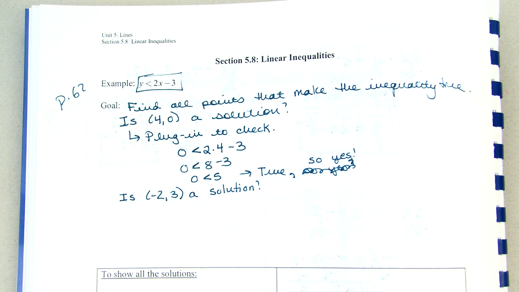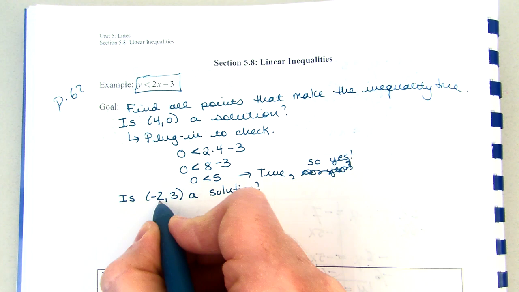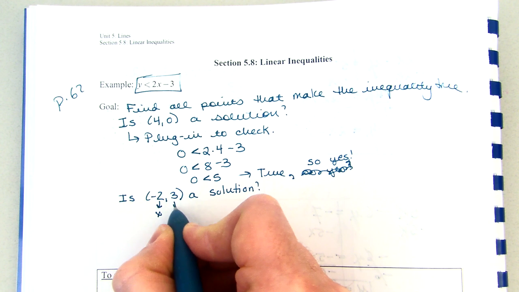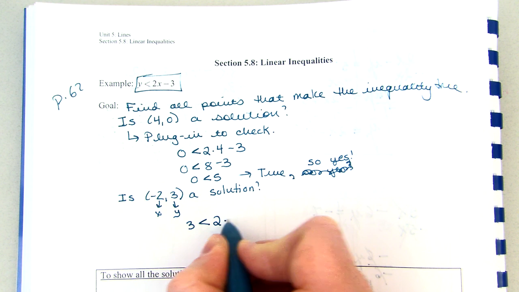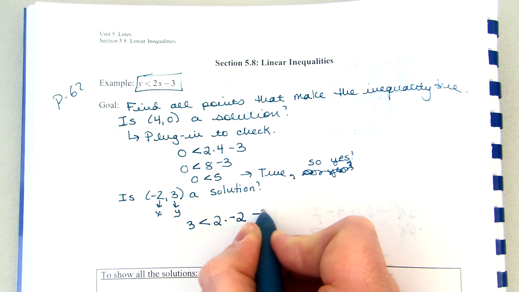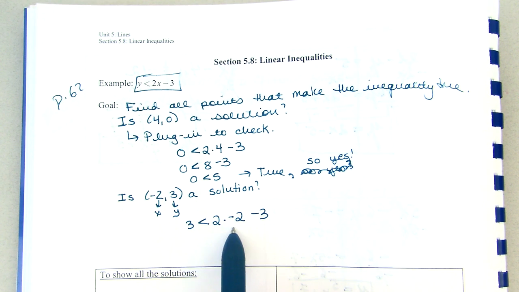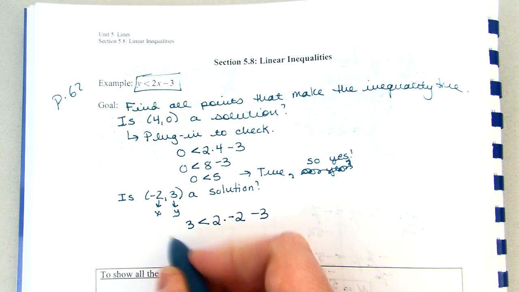Is it a solution? Plug in the -2 for the x, the 3 for the y. This is x, this is y. I'm getting 3 is less than 2 times -2 minus 3. Order of operations says do your multiplication first.